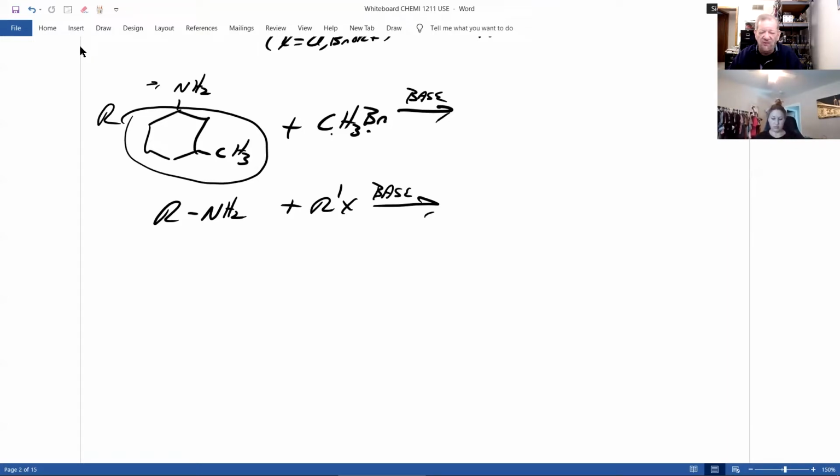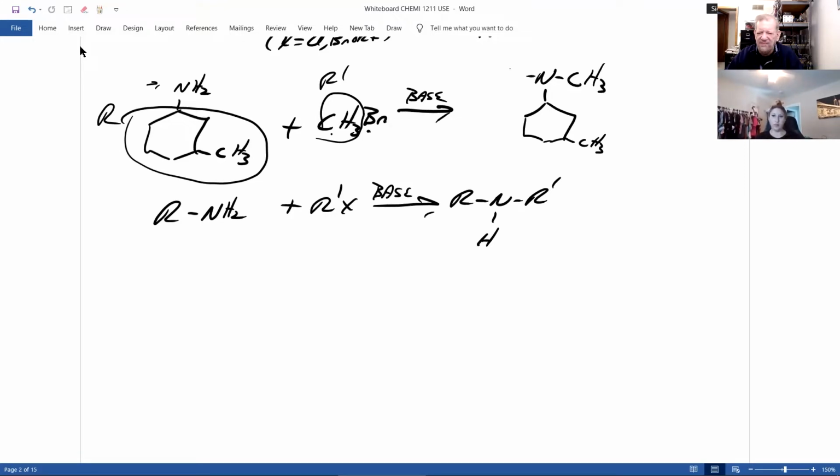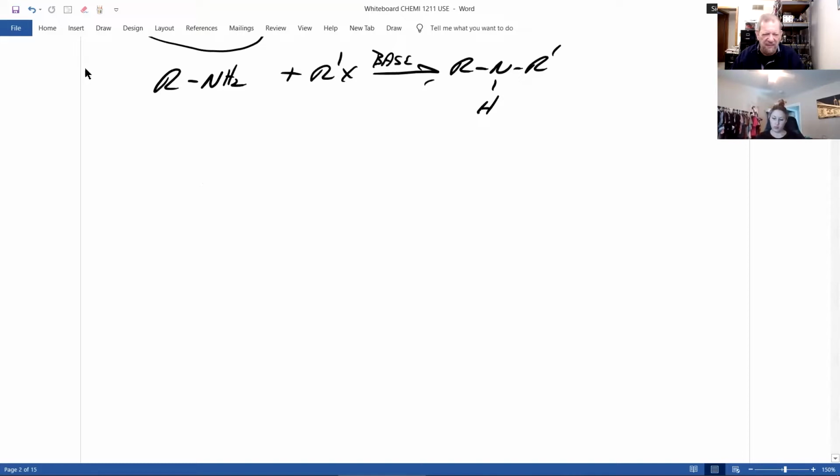In the presence of base, what do you get? A secondary amine, and this is my R prime. So I have my R group, nitrogen, and then what's R prime? Methyl. And we have that secondary amine. So a primary amine plus an alkyl halide, and remember X can be chlorine, bromine, or iodine, gives you a secondary amine.